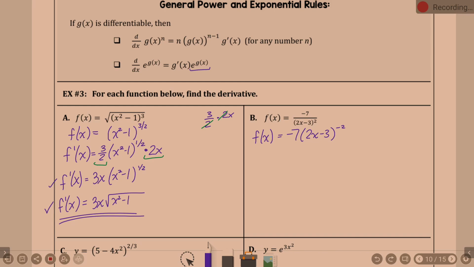How did you just bring it to the top? Because I changed the exponent to a negative. Remember, 1 over x is equivalent to x to the negative first. If it's just an x in the denominator, x to the first, it's a negative exponent when you bring it across the fraction bar.